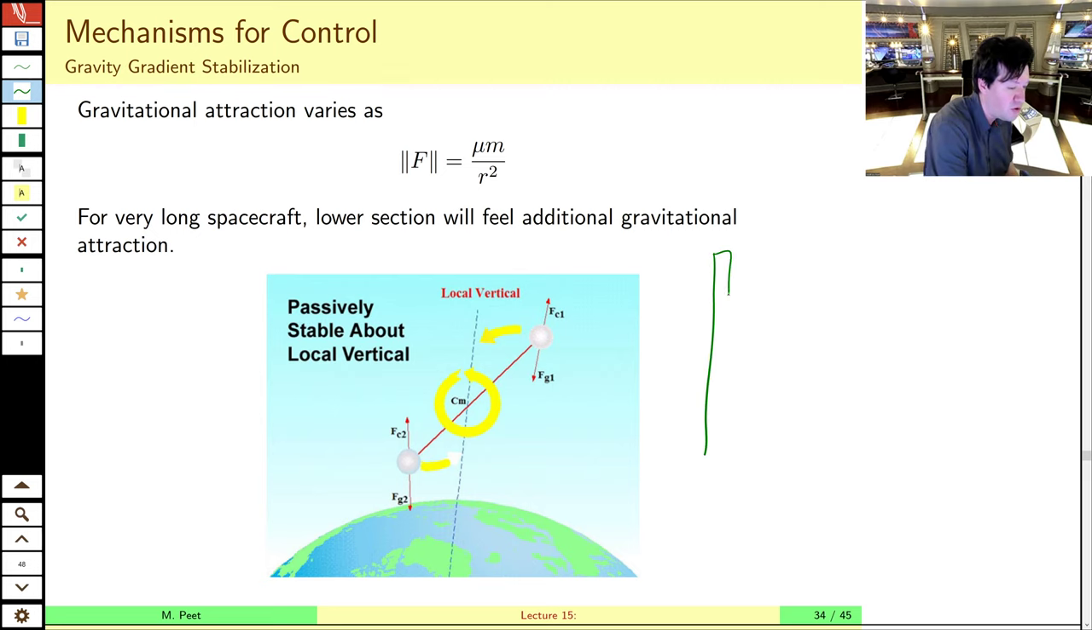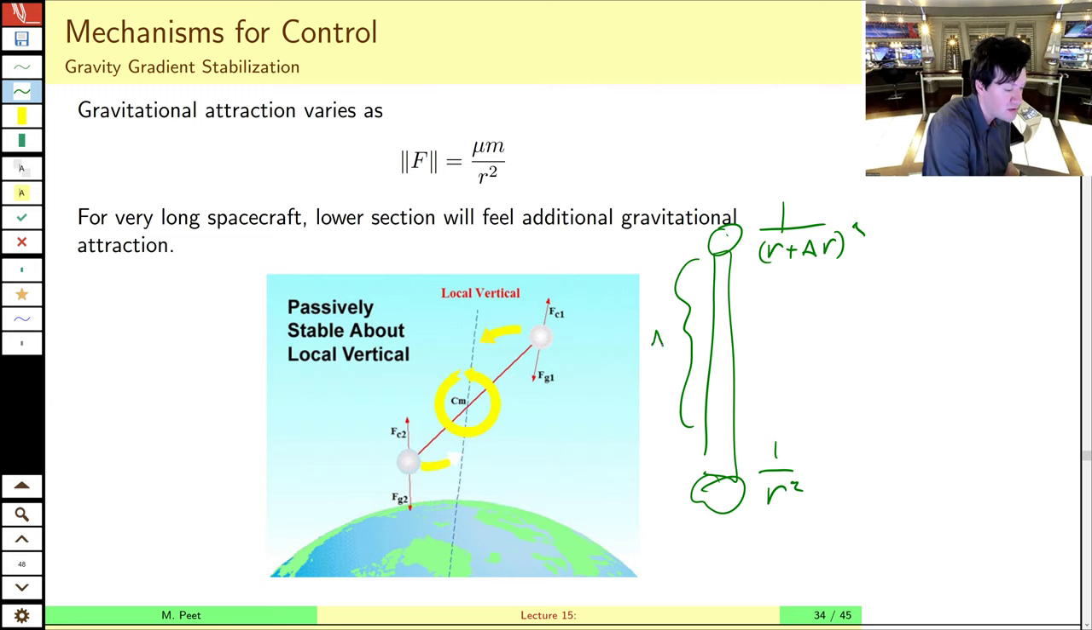If you put a long pole in orbit, say put a weight on this end or this end, there is some minor variation in gravity because the force due to gravity varies as 1 over r squared. This is r, 1 over r squared, and this is 1 over (r plus delta r) squared. This is delta r, so the length of the arm is delta r. And so this force will be smaller than this force.